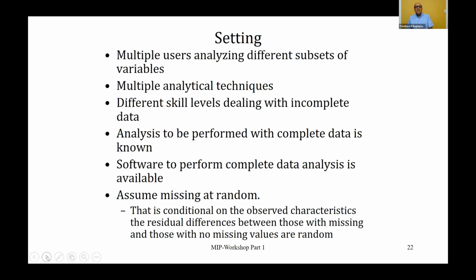Now, if you're not willing to make that assumption, that is, if you think it's missing not at random, then it is your responsibility to say how different they are. And you don't have any data for that. So you have to do some sort of a sensitivity analysis. Okay, what if they were different by 10%, different by 20%, different by 30%?